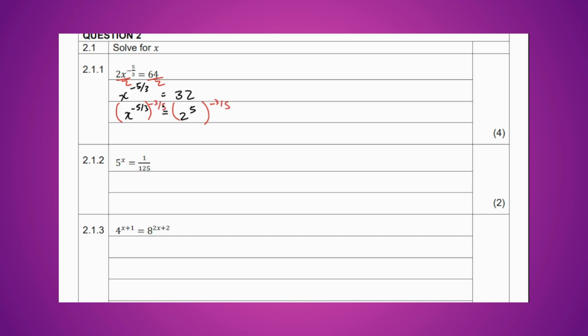The reason is now this is x to the power 1. Multiply the exponents, and when you multiply those exponents, you get negative 3. So your answer is 1 over 8. And the second question, it's actually a grade 8 type question. Okay, we know 125 is 5 to the power of 3. But this was the denominator, so it's negative 3.